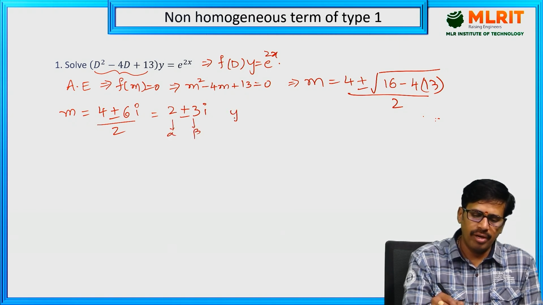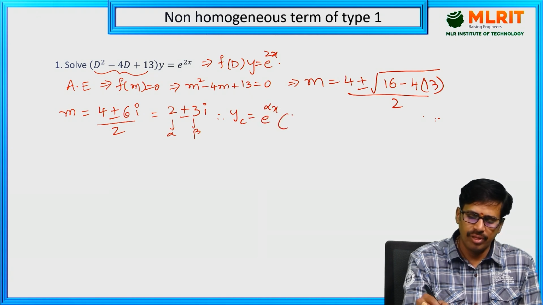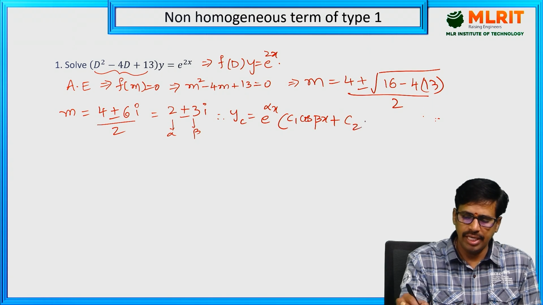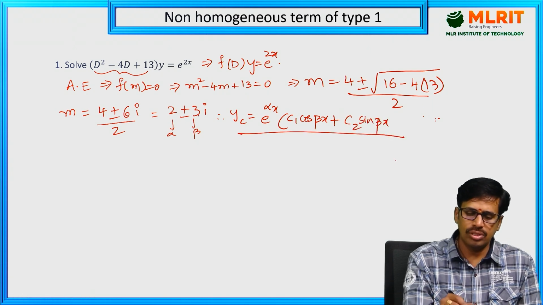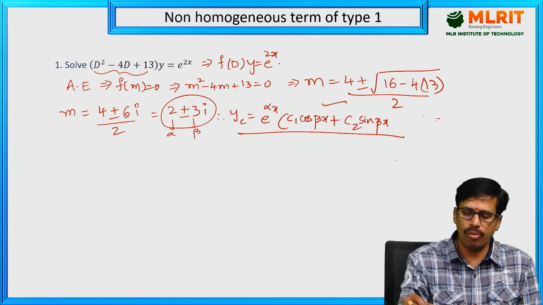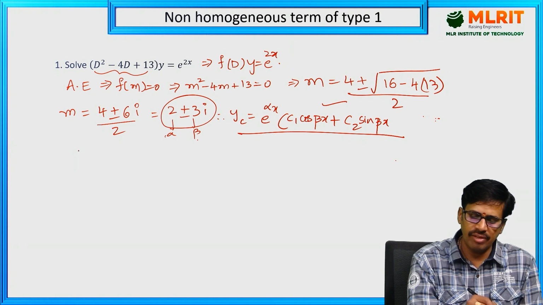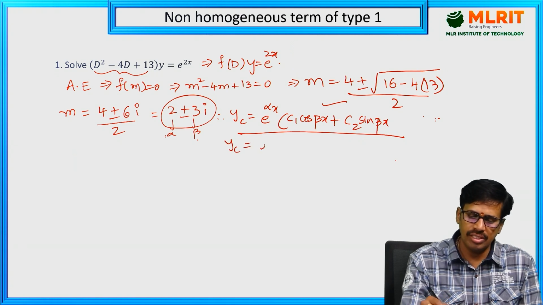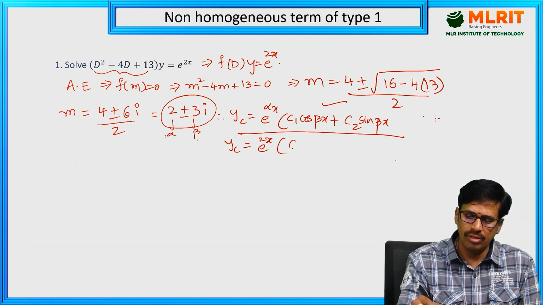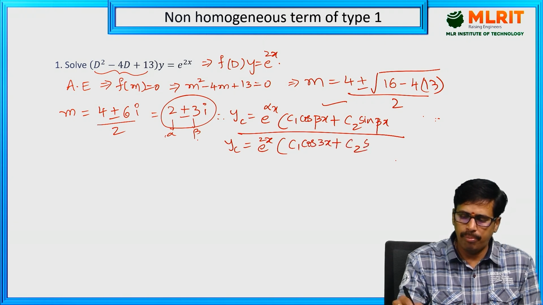So the complementary function is given by e power alpha x into c1 cos beta x plus c2 sin beta x. In case the roots are complex roots, this is the formula. Substitute alpha equal to 2, beta equal to 3. So yc, the complementary function, is e power 2x into c1 cos 3x plus c2 sin 3x. Right.